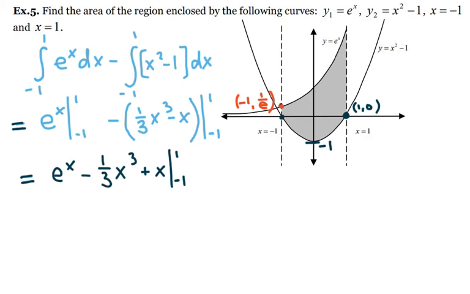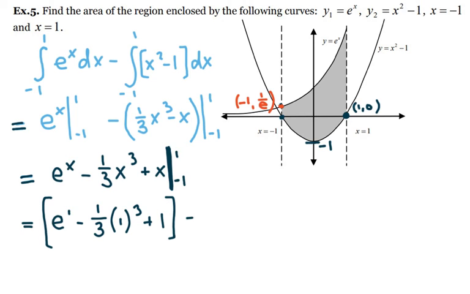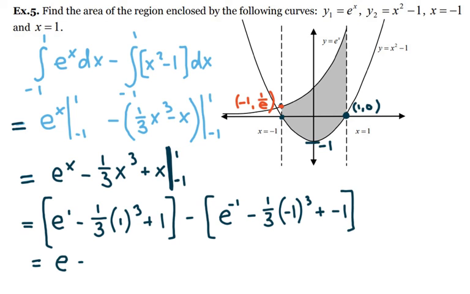Now, if I plug in 1 and negative 1 into my final result, I will have e to the power of 1 minus 1/3 times 1 to the third power plus 1. That's for the first one. Minus, and then I have to plug in negative 1. So I have e to the negative 1 minus 1/3 times negative 1 to the third power, and plus negative 1 for x. If I simplify, I get e minus 1/3 plus 1, and then minus 1 over e.